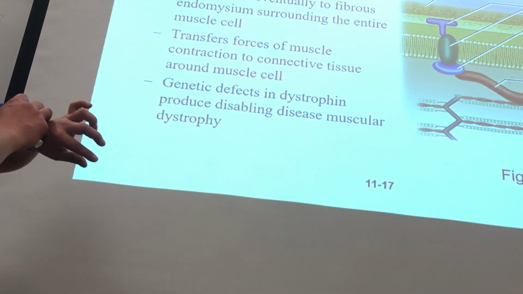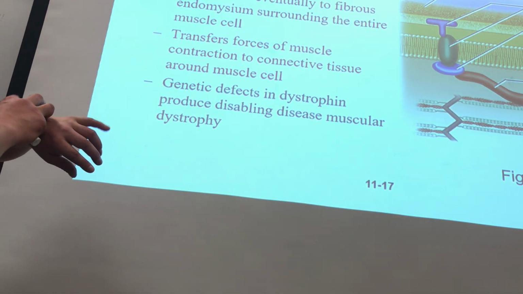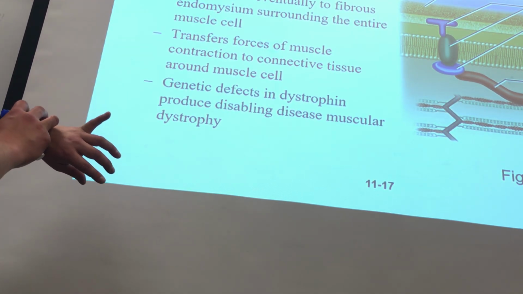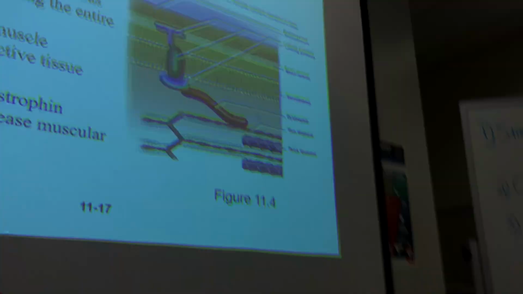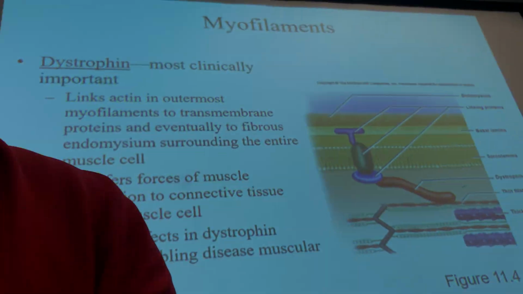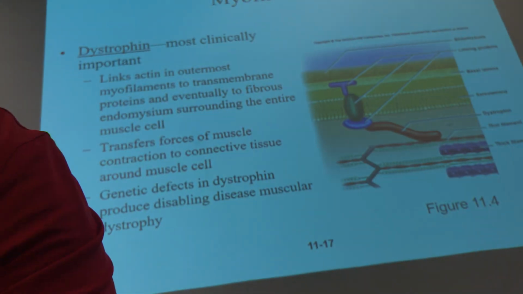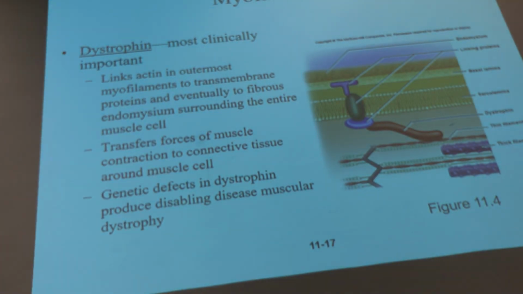Now, keep in mind that when we look at this, most of you have heard of muscular dystrophy. In muscular dystrophy, what happens is they're missing dystrophin, right? In the worst form, Duchenne's muscular dystrophy, almost all of the dystrophin is going to be severely affected.